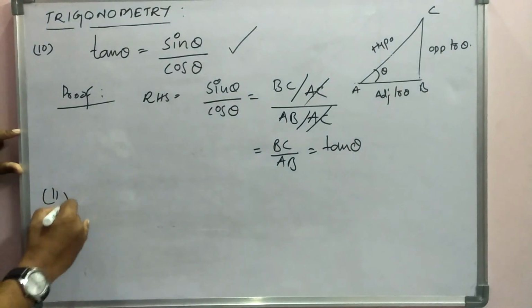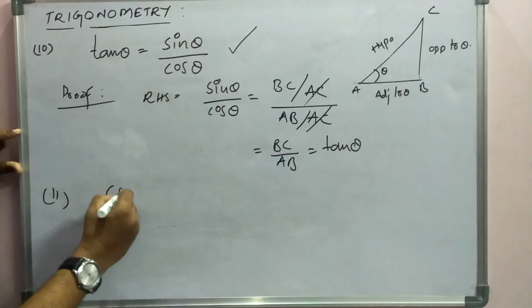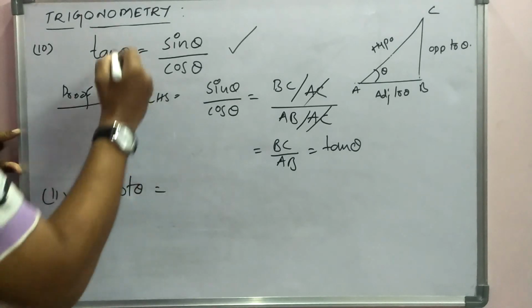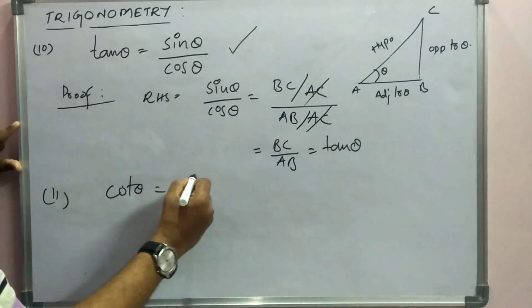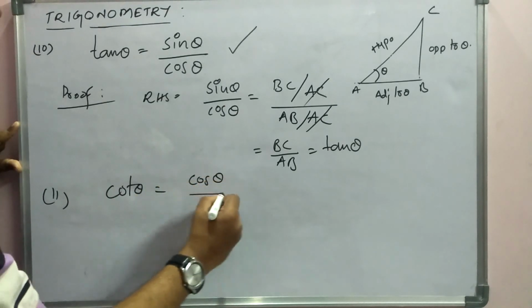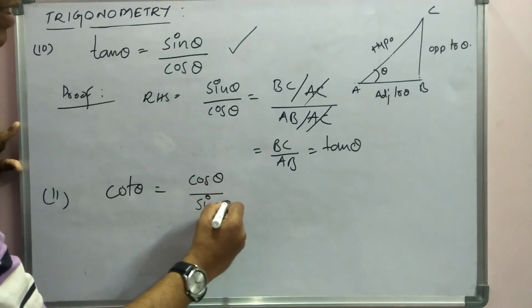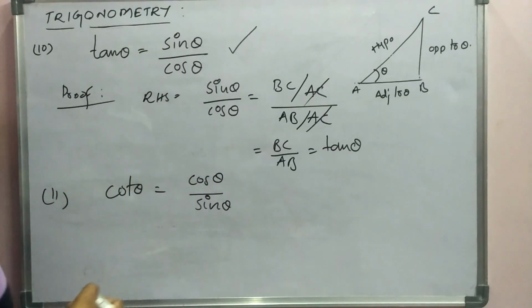And the 11th formula is cot theta. Tan and cot are both reciprocals. Therefore, cot theta is equal to cos theta by sine theta. So these are the most used formulas. We'll discuss some more formulas in the next session.